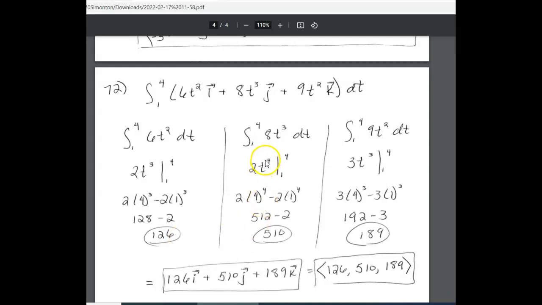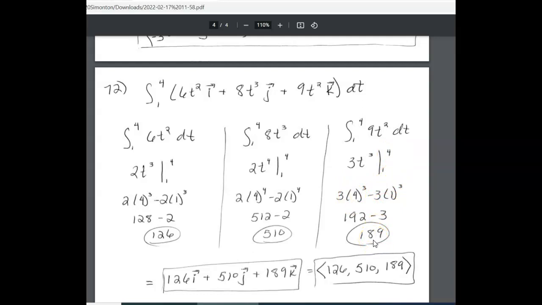Same thing for the second function here. T to the 4th divided by 4 makes the coefficient a 2. Evaluate from 1 to 4. So 2 times 4 to the 4th minus 2 times 1 to the 4th. You clean that up, you get 510. And then for our last component, t to the 3rd divided by 3 makes the coefficient here a 3, since you're dividing the 9 by 3, and then from 1 to 4. Again, plug in your top and bottom and subtract. This time you get 189.